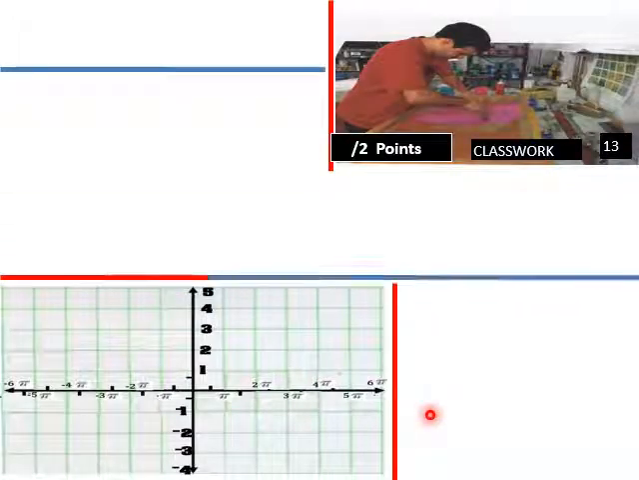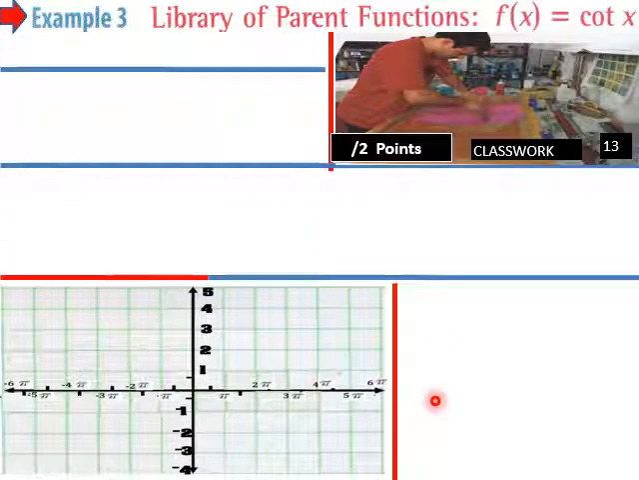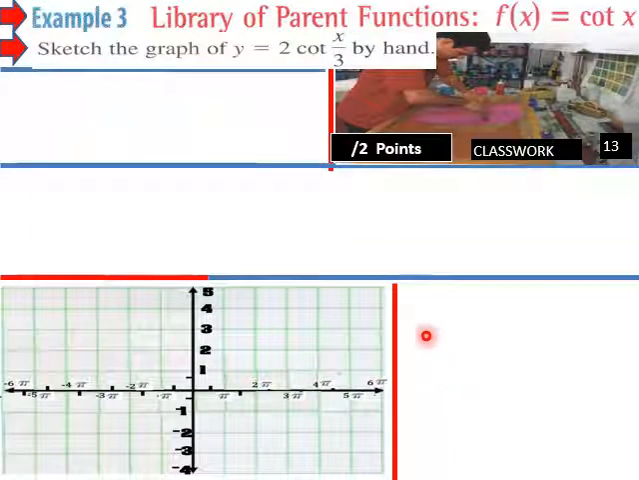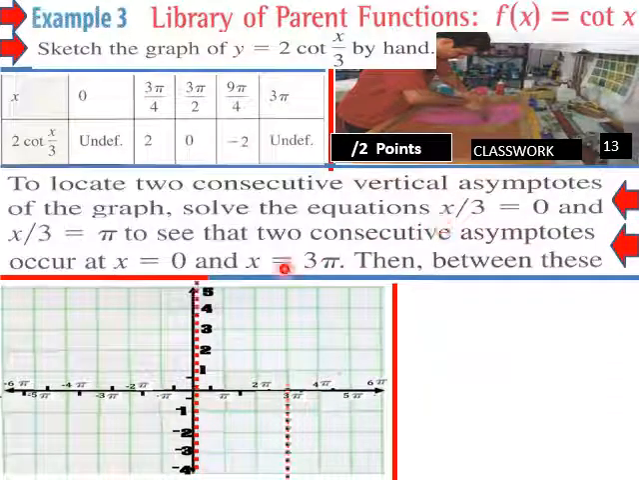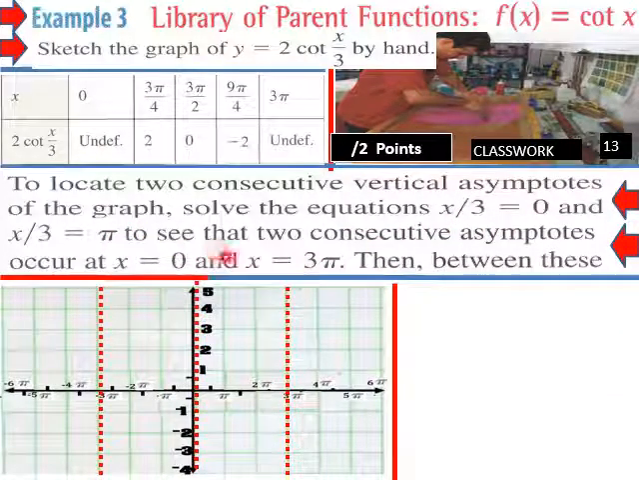Let's try one now. Sketch the graph of y equals 2 cotan x over 3 by hand. To locate 2 consecutive vertical asymptotes of the graph, solve the equations x over 3 equals 0 and x over 3 equals pi. You see that the 2 consecutive asymptotes occur at x equals 0 and x equals 3 pi.